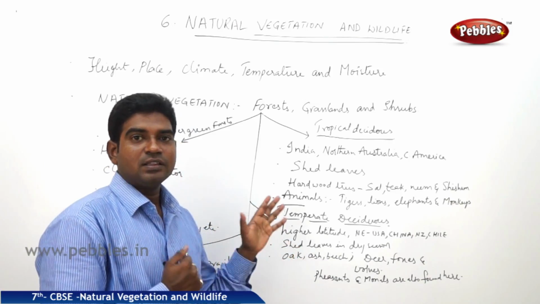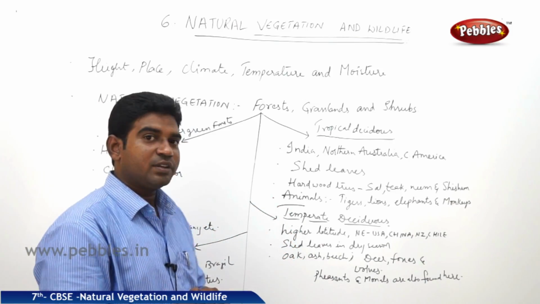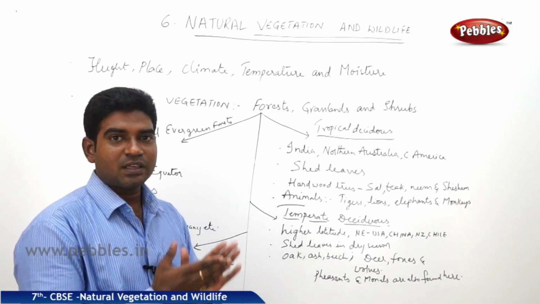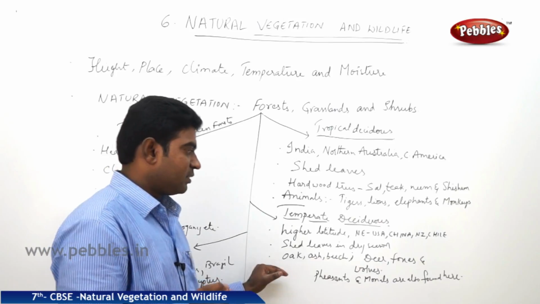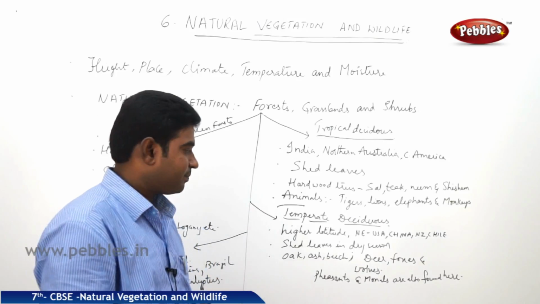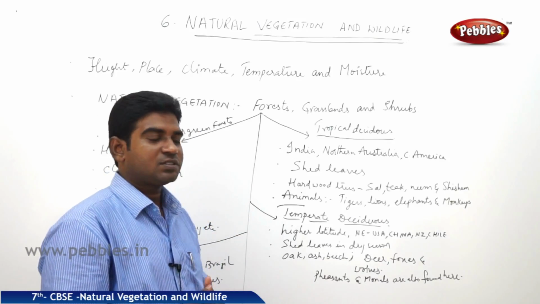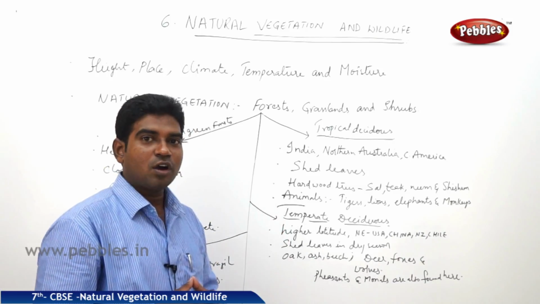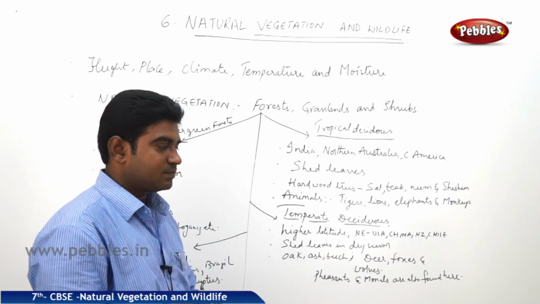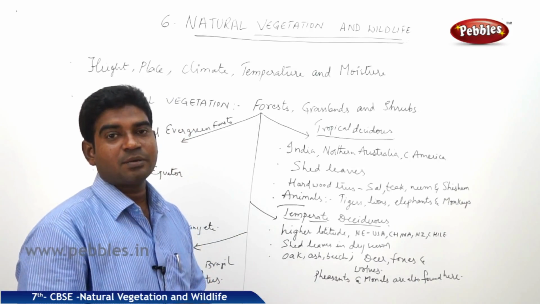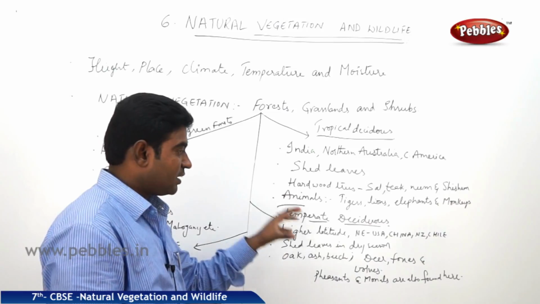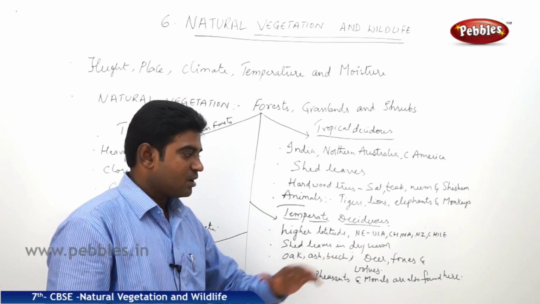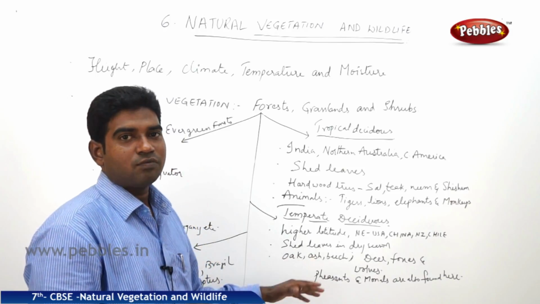So here in the temperate deciduous forest, the trees shed their leaves as per the seasons. The famous trees found here are oak, ash and beech. The animals found here are deer, foxes and wolves. We also find some rare birds in this temperate deciduous forest region, those are pheasants and monals.